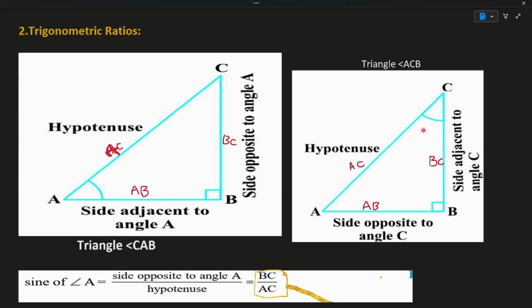See here, in this case, the observer is observing from this point to this point. So this is the directly opposite side to the observation, so I can call it the opposite side. This will become the adjacent side. This will become the hypotenuse. Simple. The only difference between this triangle and this triangle is that in this triangle the observer is observing from this point, but in this triangle the observer is observing from this point.